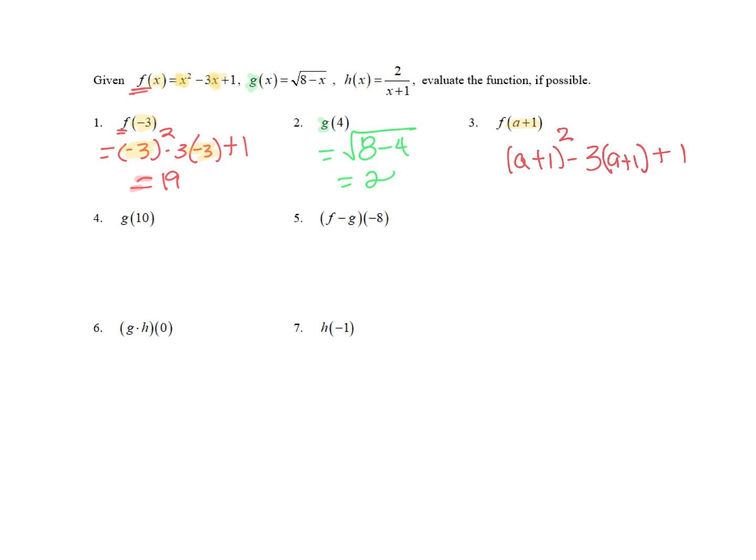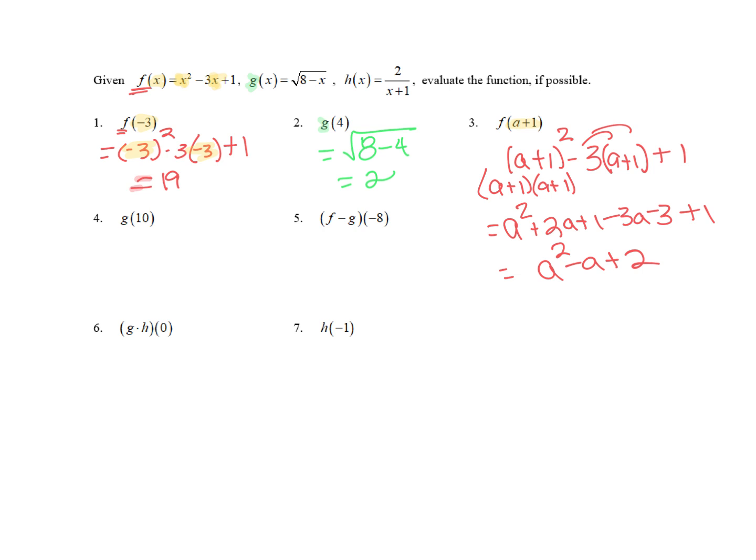Now this means we're going to actually have to multiply this a plus 1 out. Remember, it's not just a squared plus 1. We actually have to distribute. The result of that is a squared plus 2a plus 1. And then when I distribute, I get minus 3a minus 3 plus 1. Then when I combine like terms, I get a squared minus a plus 2.